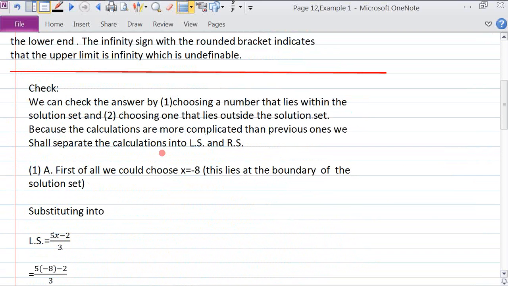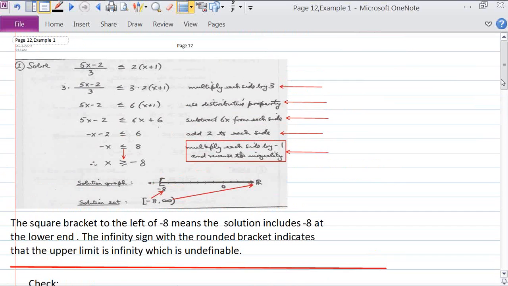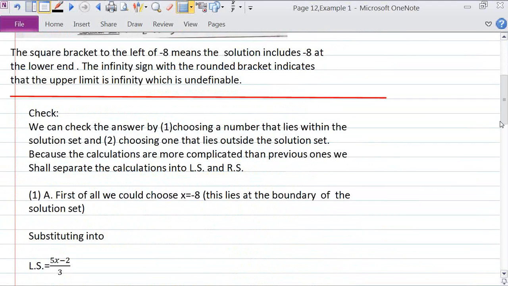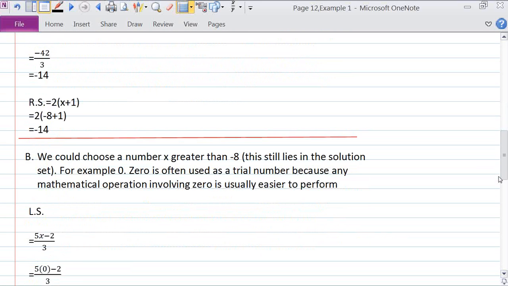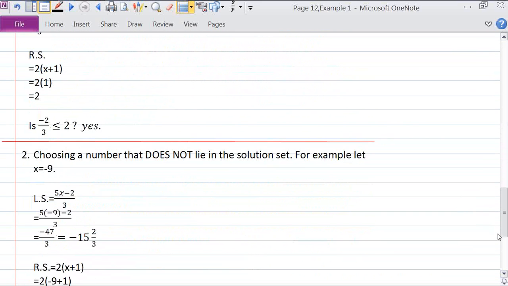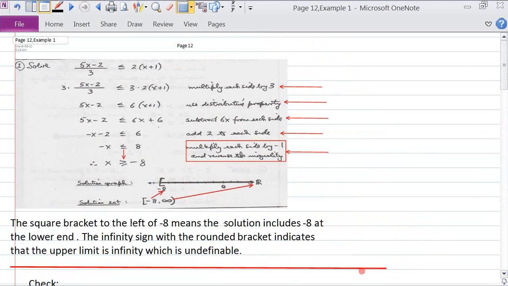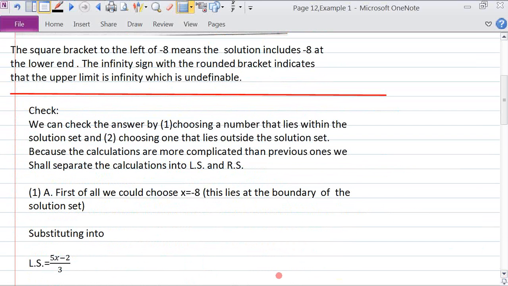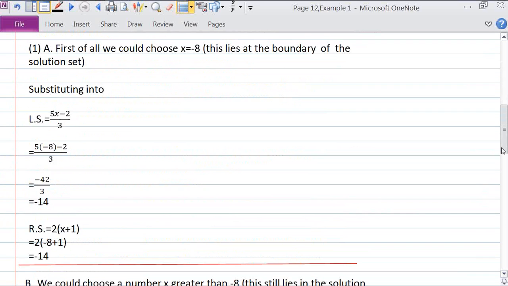Okay, so we can check the answer by choosing numbers that fall within and without. Here we're going to actually do 3 different numbers. We're going to start off, and I'll explain why. You don't have to do this. We're going to start at the boundary where x equals minus 8, because we know one of the solutions is x equals minus 8. So we're going to put that in.